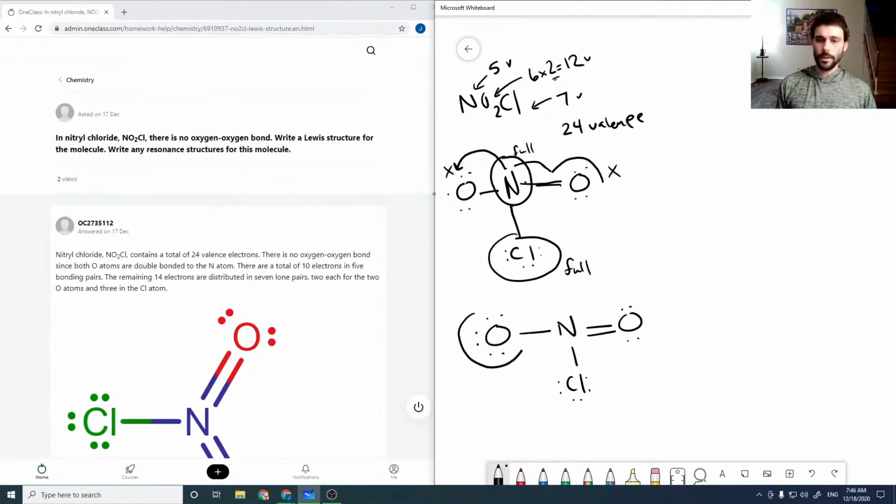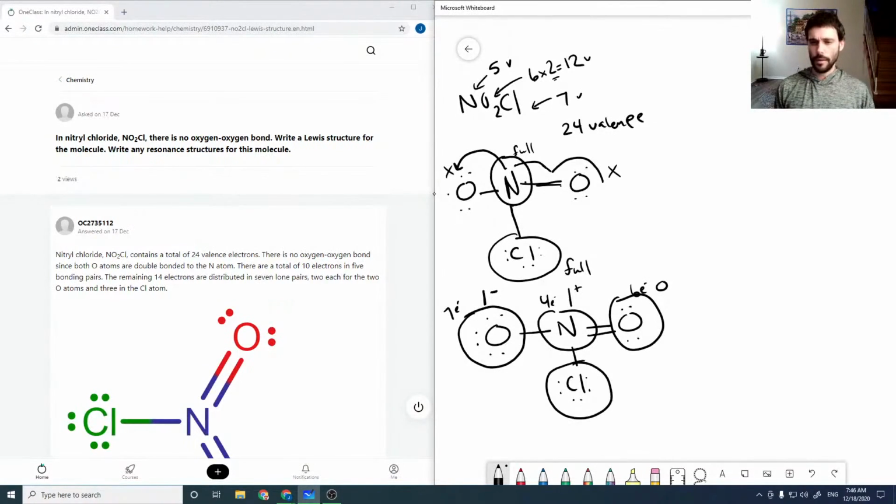If we count up our electrons around each of the species, we have 1, 2, 3, 4, 5, 6, 7. So there's 2 electrons on a bond, we only take half of that for how many is actually around it. So there's 7 electrons here, which means this guy has a 1 minus charge because there's 1 extra. And here we have 4 electrons, so we have a 1 plus charge because there's 1 too little. Here we have 6 electrons, so that's neutral. And here we have 7 electrons, so that's also neutral.